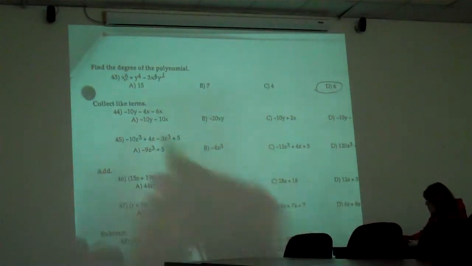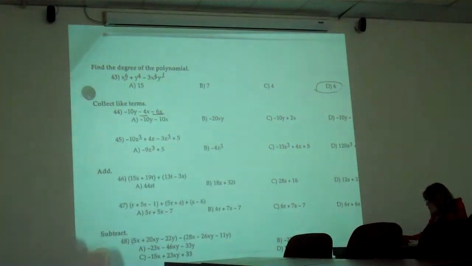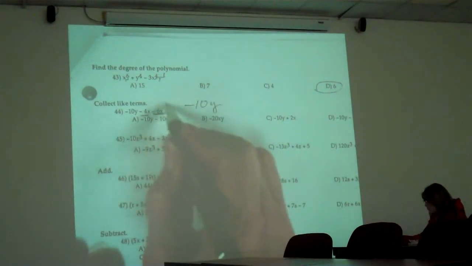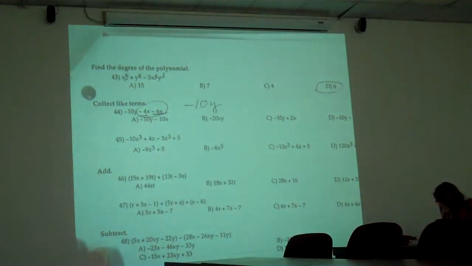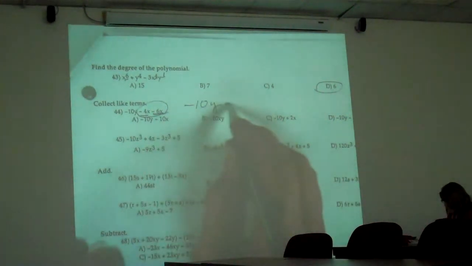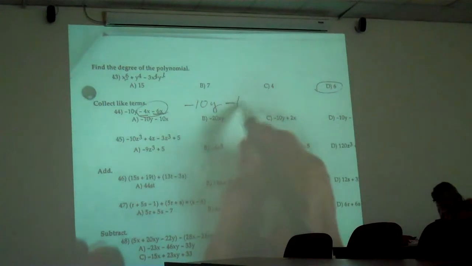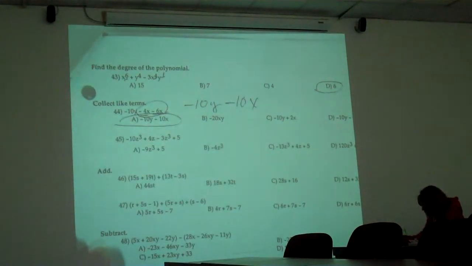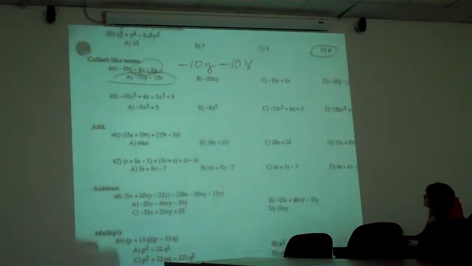Collect like terms. That would be your x's here. So you leave the y by itself. Negative 4x minus 6x. Negative 4 minus 6, negative 10x. Negative 10y minus 10x.